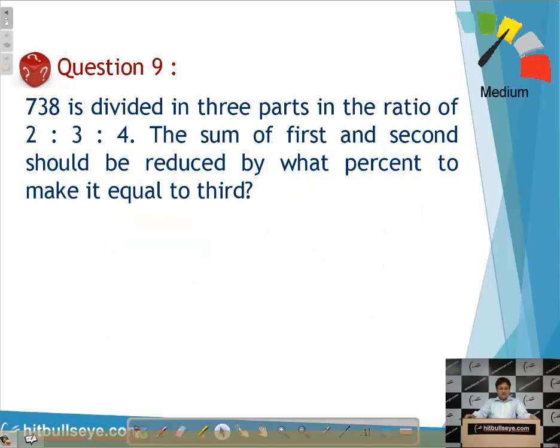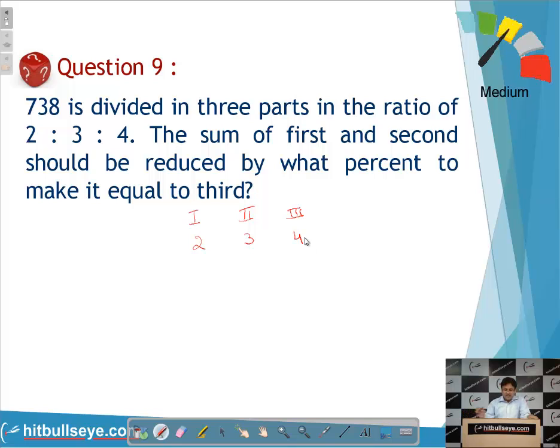Here the question is saying that 738 is divided into 3 parts in the ratio 2:3:4. The sum of the first and second should be reduced by what percent to make it equal to the third number. So normally here the person will start dividing 738 in the ratio of 2:3:4, as the first part to be 2/9 of the total, second 3/9 of the total, and third 4/9 of the total. But actually we don't require it because the question is again of percentage. So we could assume the first part as 2, second part as 3, and the third part as 4.